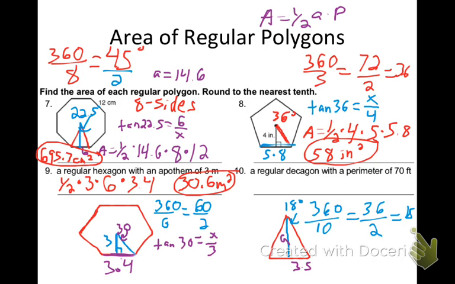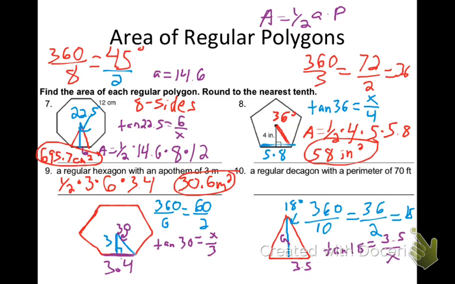Now, trig functions, what can I use to find A there? My apothem. Using trig functions, what can I do to find A? Somebody give me the tangent function, set up correctly. Tangent of 18 equals 3.5 over x. Nice job. So tangent of 18 equals 3.5 over x. And you're going to solve for x to the nearest tenth.